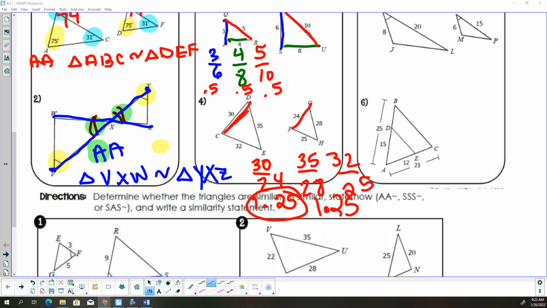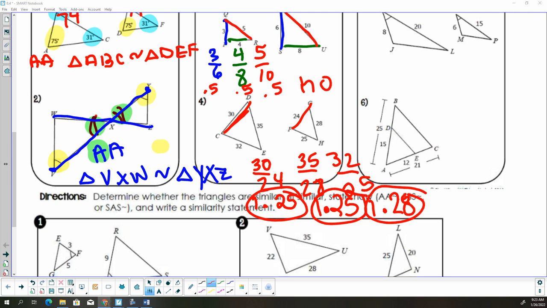1.28. So notice how close this was. We would say this is almost similar. 1.25, 1.25, 1.28. Because of that 1.28, we're going to say that they are not similar. And when they're not similar, you don't write the similarity statement. So I'm just going to write here, no.